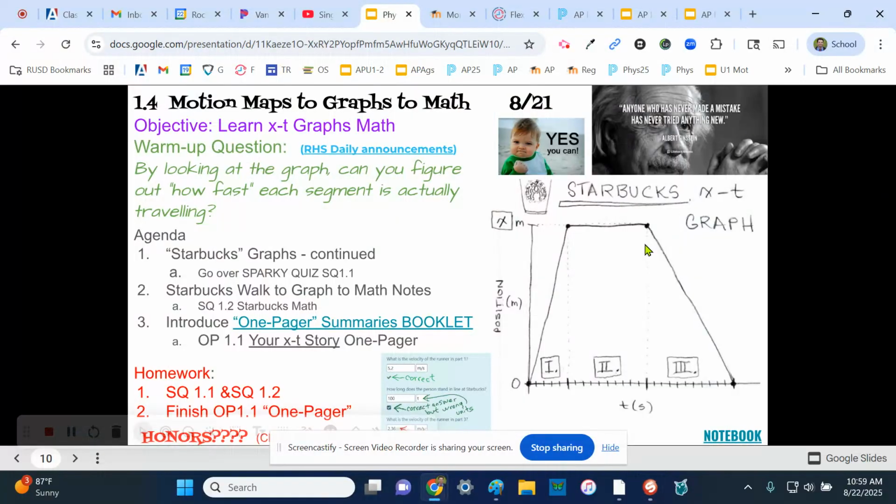What do we got going? So today we're going to do all this stuff here. We are going to look at this graph first, and ask the question: by looking at this graph, can you figure out how fast each segment is actually traveling?